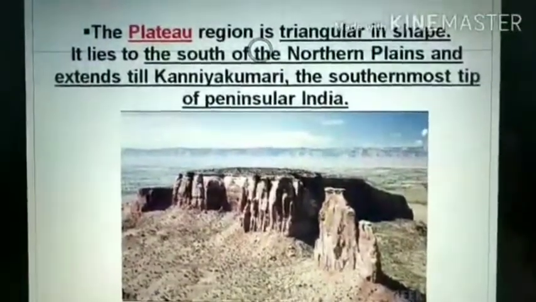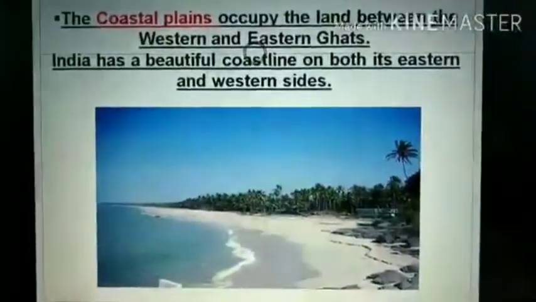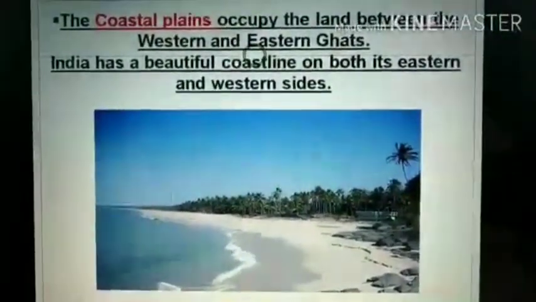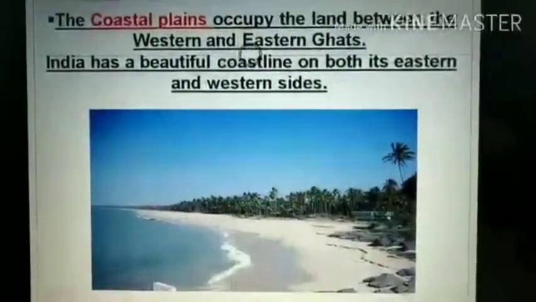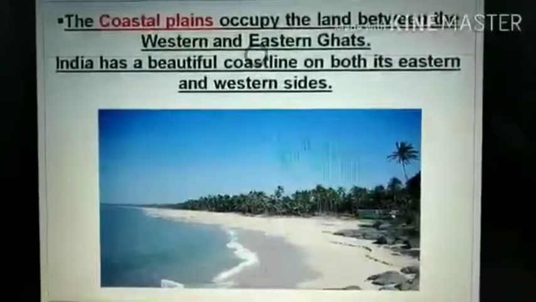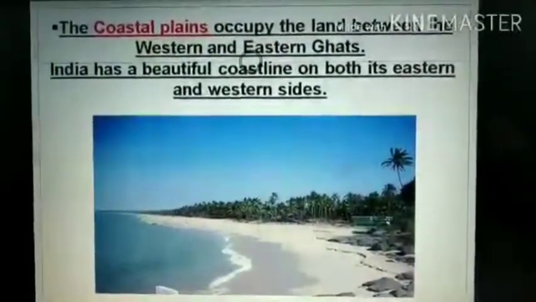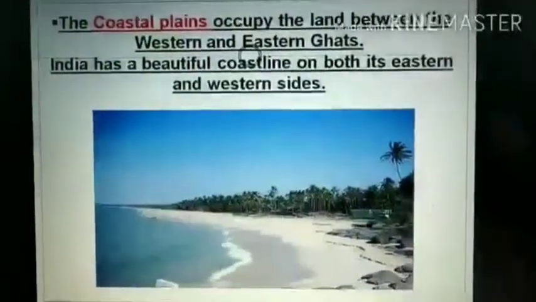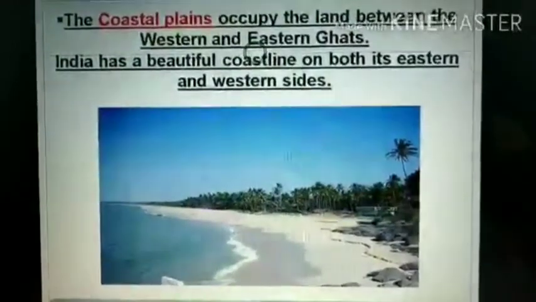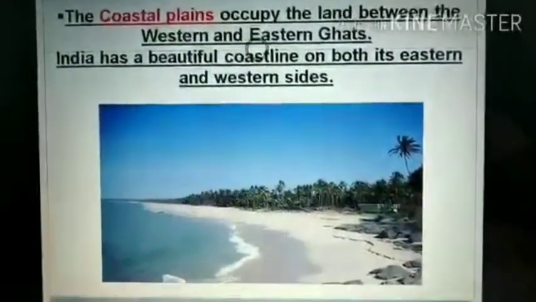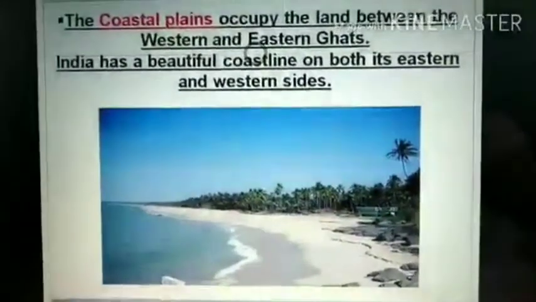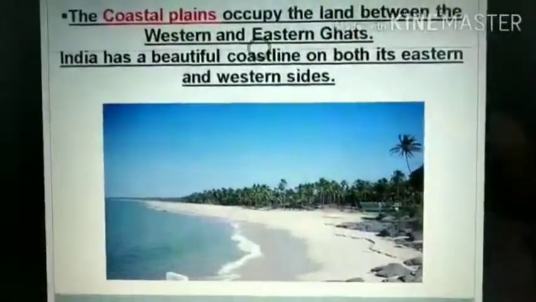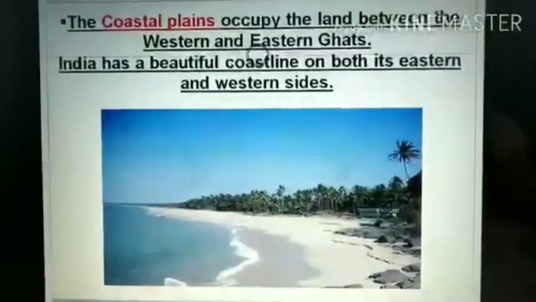Okay, children. Now next is coastal plains. Coastal plains occupy the land between the western and eastern Ghats. India has beautiful coastlines on both its eastern and western sides. The narrow strips of plains that are found along the east and west coast of India are called the eastern coastal plains and western coastal plains.